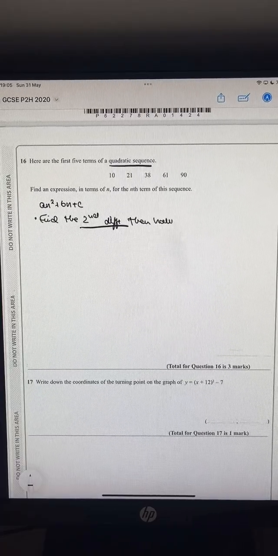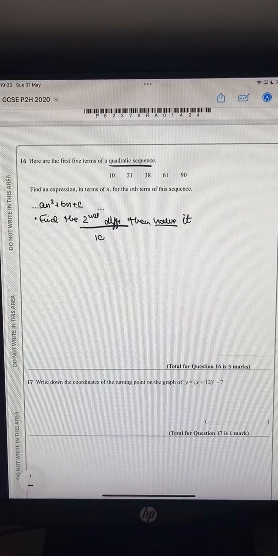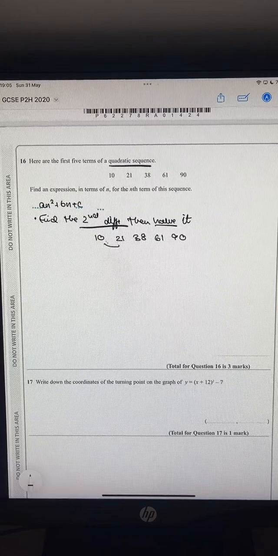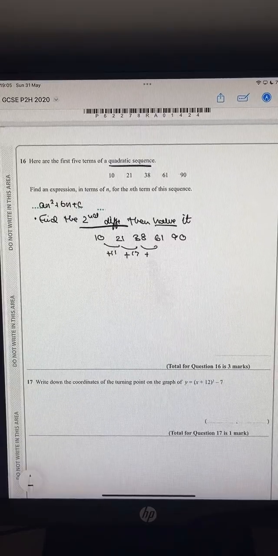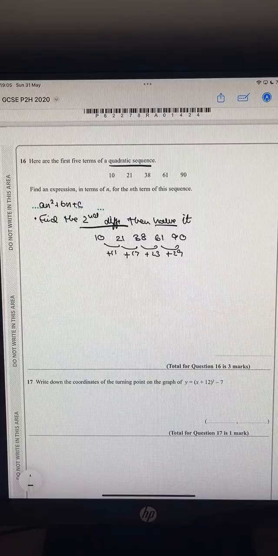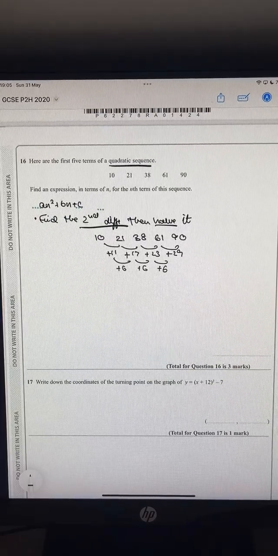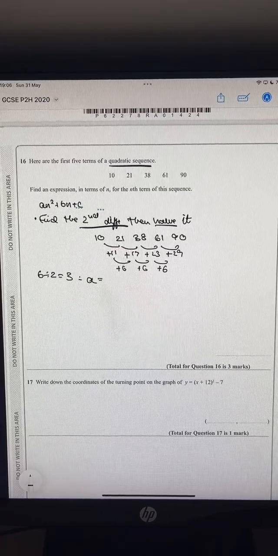Then halve it. Okay, so I will write out my sequence: 10, 21, 38, 61, 90. And then I do from 10 to 21, that's plus 11, plus 17, plus 23, plus 29. Now we should see that this second difference is a linear sequence where you're just adding 6 each time. So I take my second difference, which is 6, and then halve it, which is 3. So 6 divided by 2 equals 3. Therefore, a is going to be equal to 3.